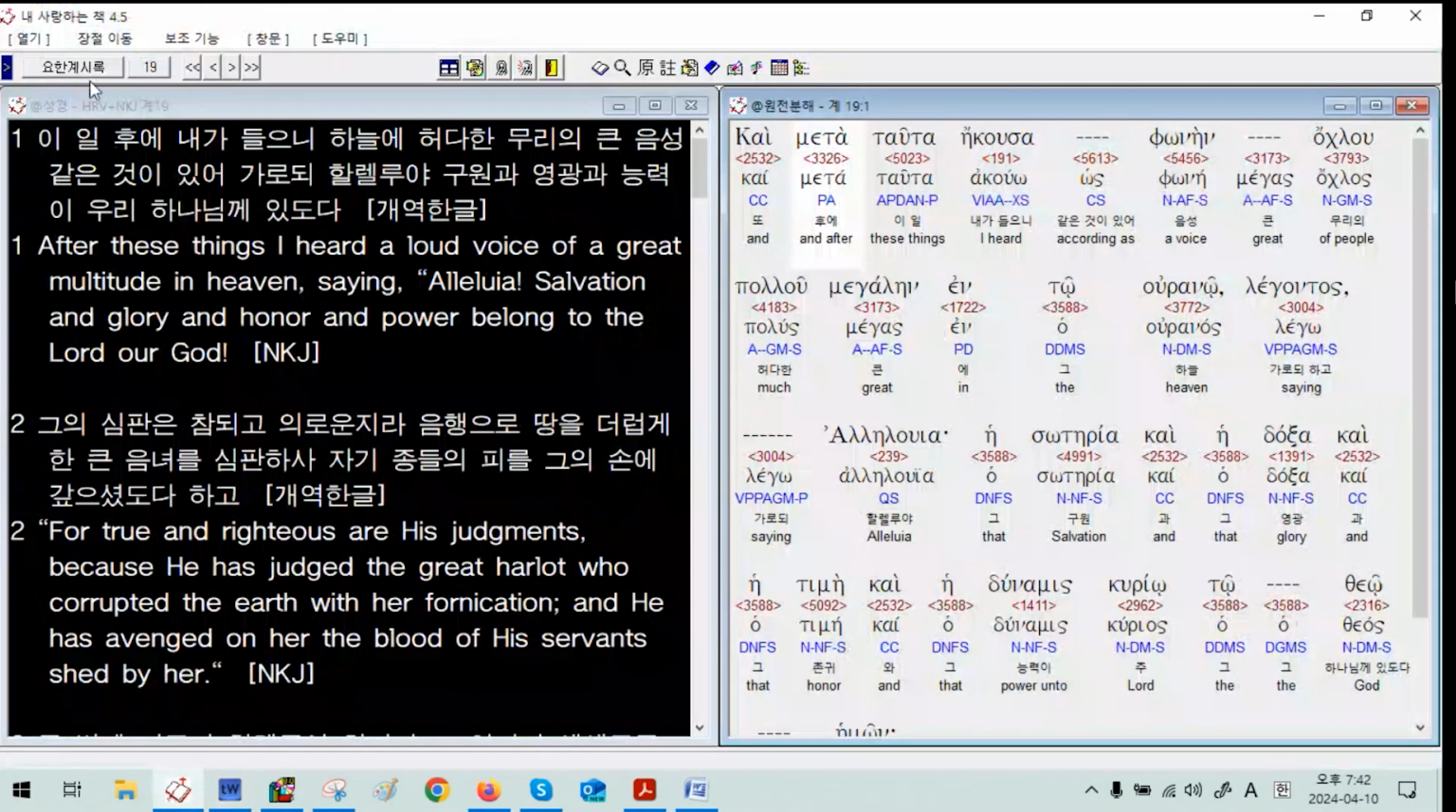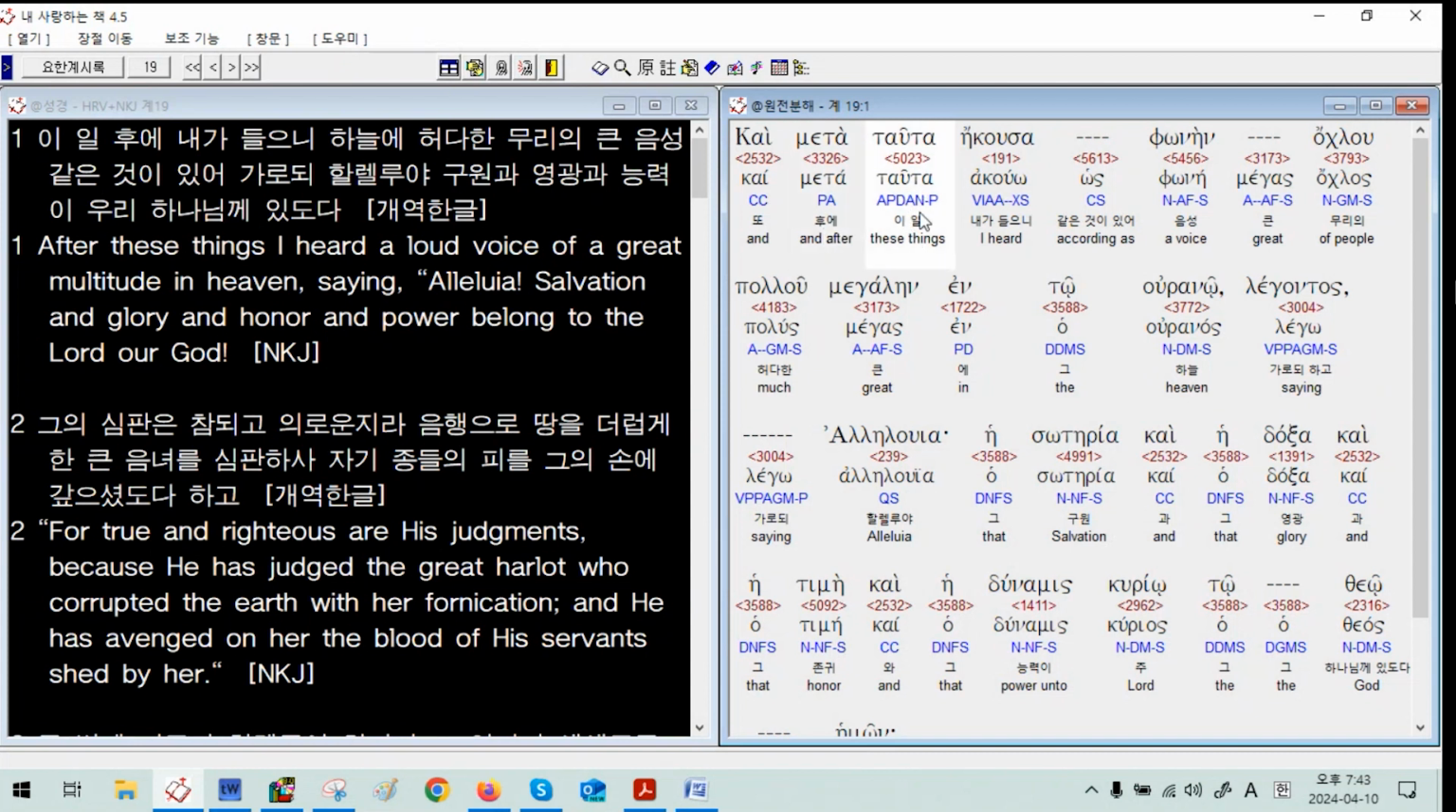Then go back to our book of Revelation chapter 19. Kai meta tauta. Kai is and. Meta, with, which means join and combine. And then these things we translate this living, APD.